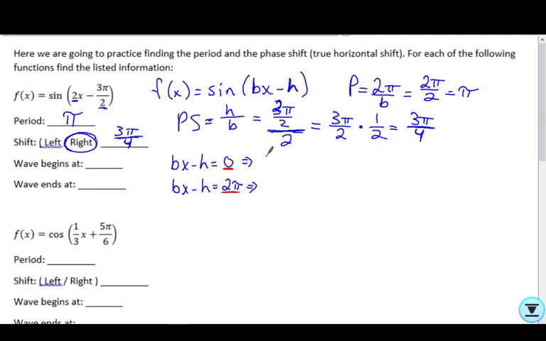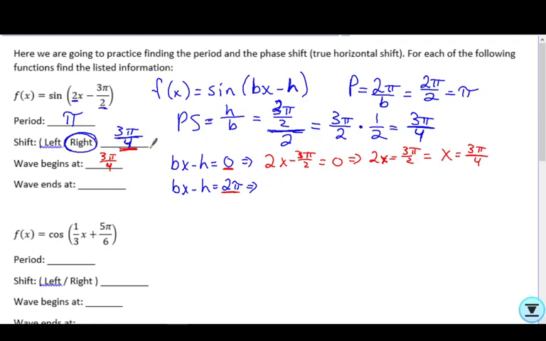So in this case, this is going to be 2x minus 3 pi over 2 equals 0. You move the 3 pi over 2 over, so you get 2x equals 3 pi over 2. Divide both sides by 2, and you get x equals 3 pi over 4. And that's basically what we knew from our phase shift, this number here. But where is it going to end?